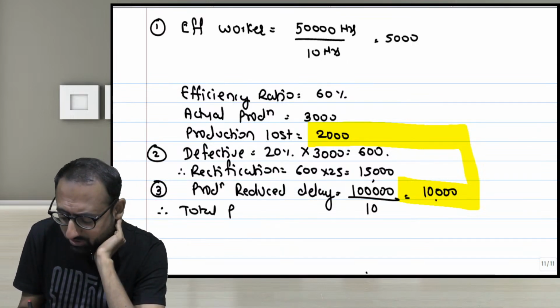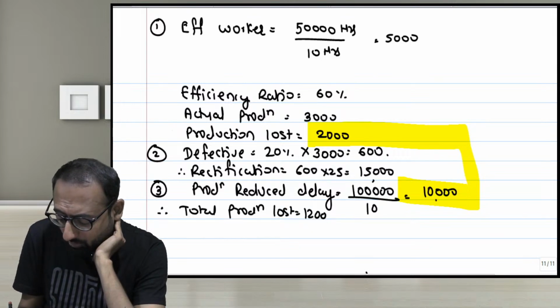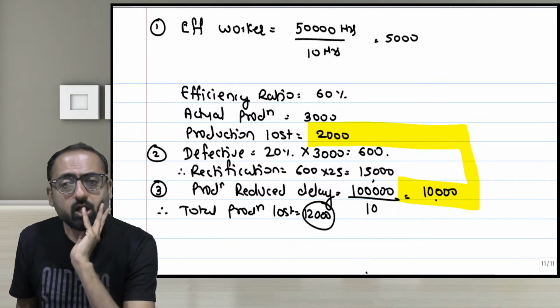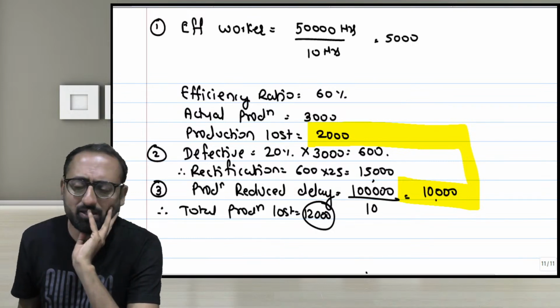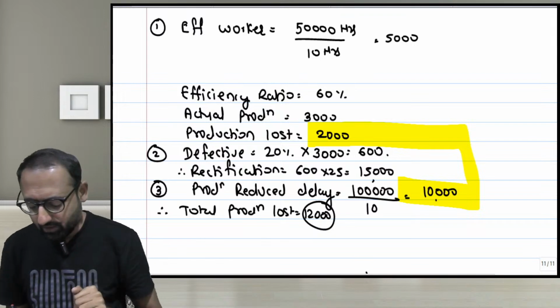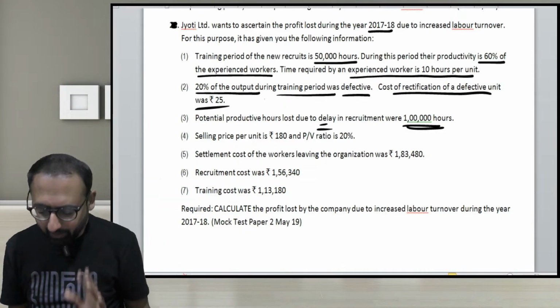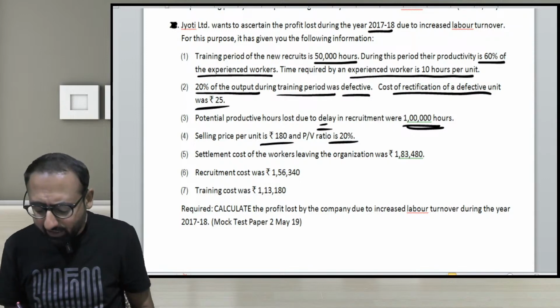So the total production loss will be 12,000. How have you calculated that? 2,000 was due to less efficiency during the training period. 10,000 due to delay in filling up the vacancies. Okay, is understood. Next one. Selling price is given 180. PV ratio is given 20%.